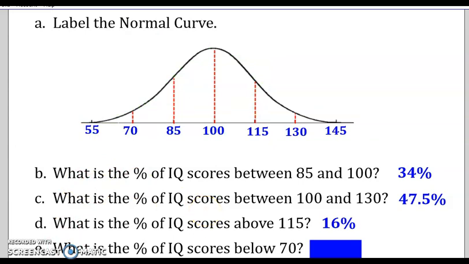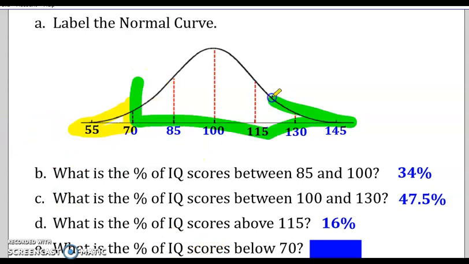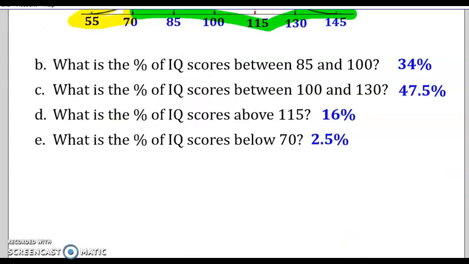Lastly, percent of IQ scores below 70. So this little region right here. Well, I know that that's 2.35, that's 0.15. Simply add those together. Or I could do kind of what I just talked about. I know that this would be 50 plus 34 plus 13.5. And I can total that up and figure out what's left over to make 100. Either way is totally valid. I do not care which method you choose to use. You'd get the same answer here of 2.5%.